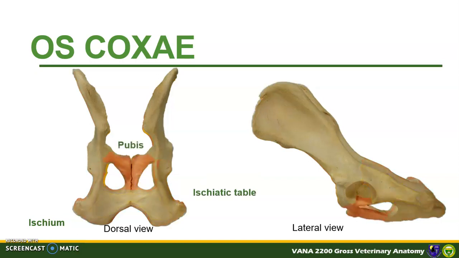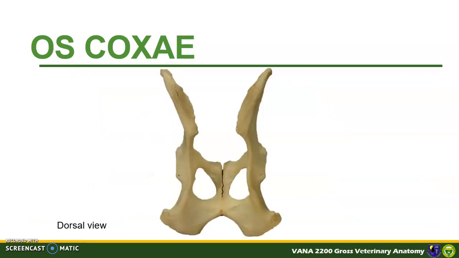The pubis is the smallest of the three pelvic bones and forms the cranial part of the floor of the pelvic cavity. There are also three bony processes of the os coxae that you need to locate. First is the tuber sacrale. This is the medial process of the wing next to the sacrum. Next, we have the tuber coxae. This is the palpable prominence on the lateral wing. This is also known as the hook bone.